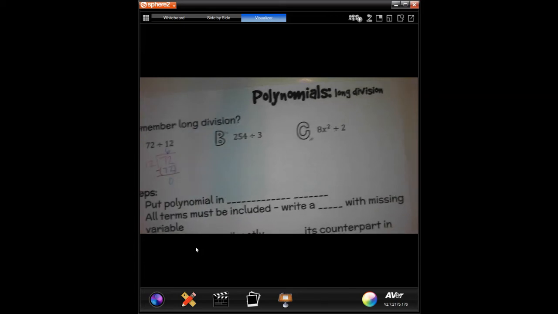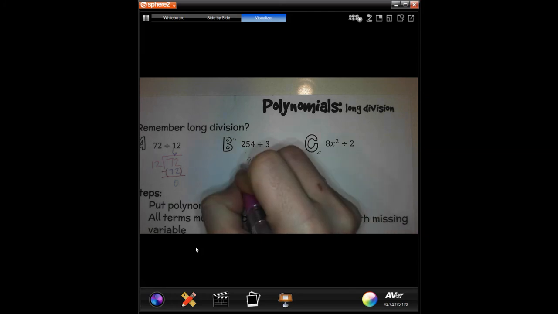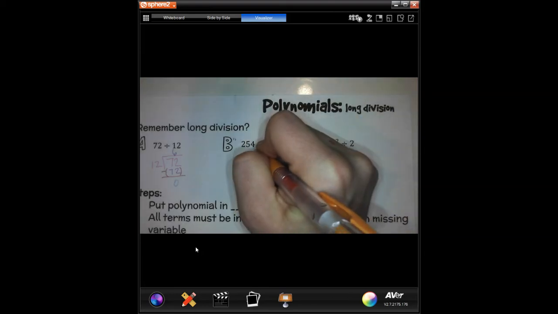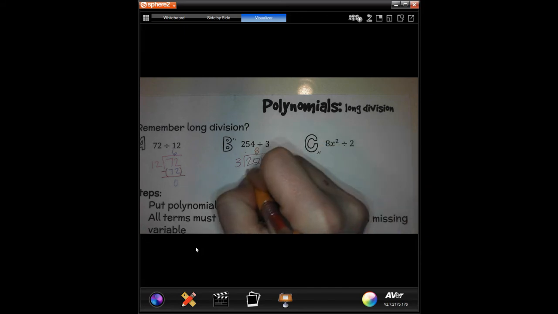Let's look at this one. 254, dividend goes inside, divisor outside. And remember, we're looking at this number first. Is there anything that multiplies by 3 to get you to 2? No. So then you move on to 25. What's the greatest factor that would give you something that would go into 25? That is 8. And then we take 8 times 3, and that's 24.